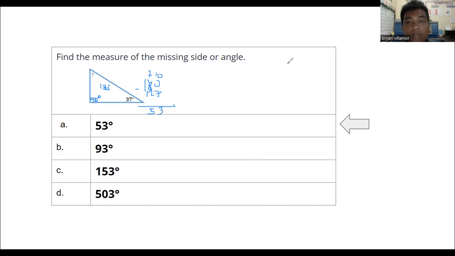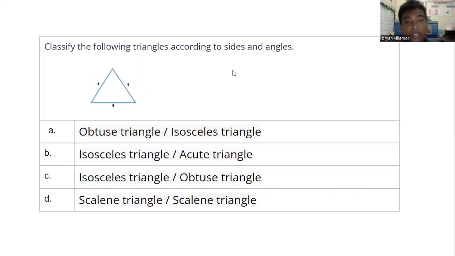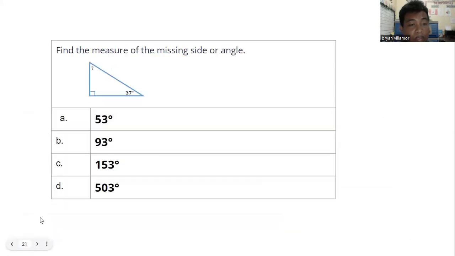Okay, next, classify the following triangles according to sides and angles. They all have equal measures, so that is an isosceles triangle and an acute triangle.